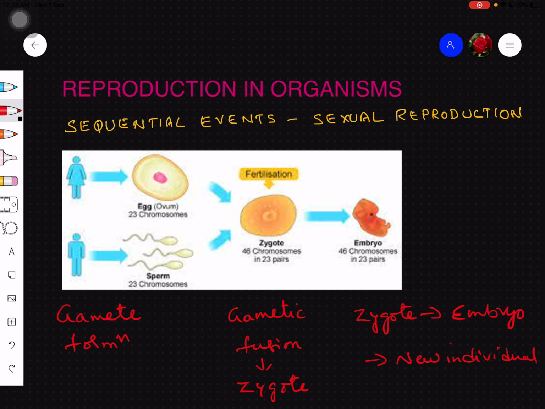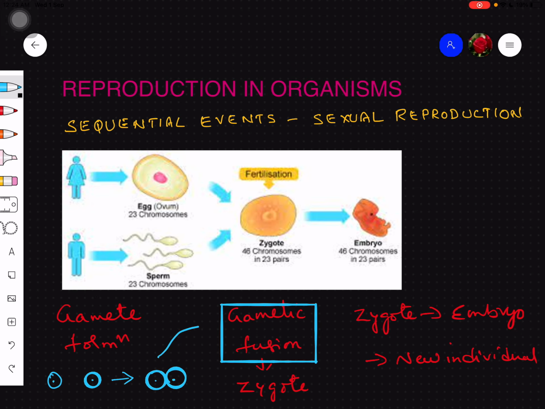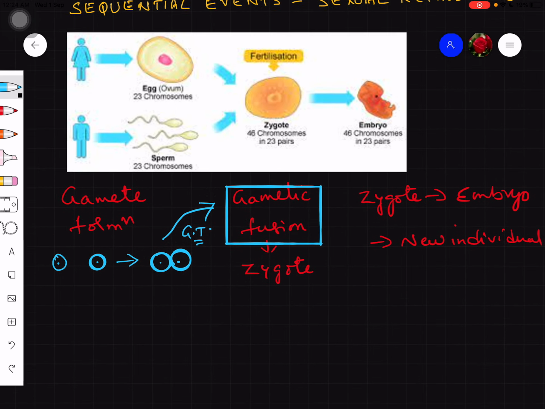Now here, for gametic fusion to happen, if the male and the female gametes are produced in 2 different organisms, both of them should be brought together physically so that fusion can happen. This process is called gametic transfer. Gametic transfer is the step that takes place between gamete formation and before the fusion of gametes.